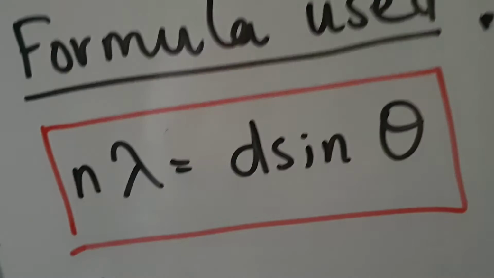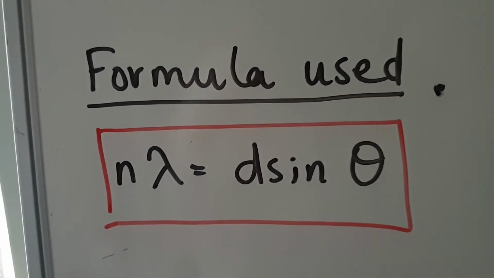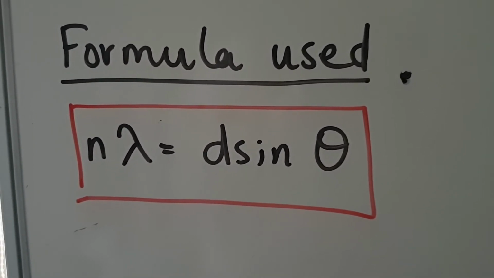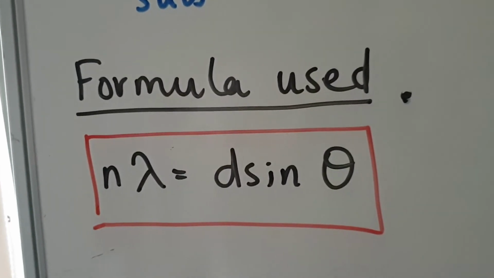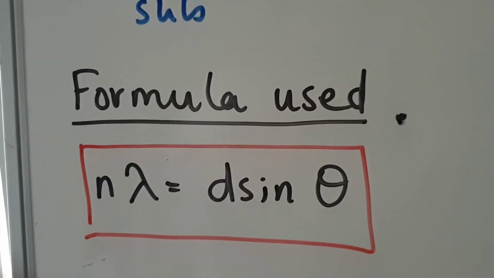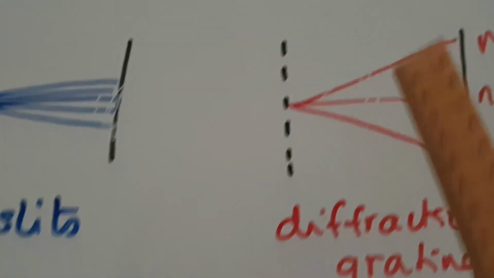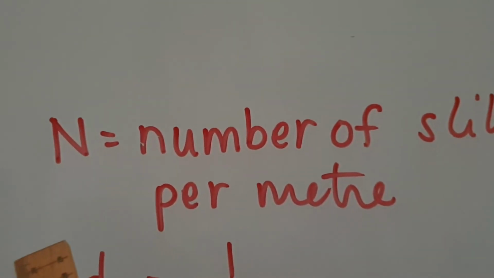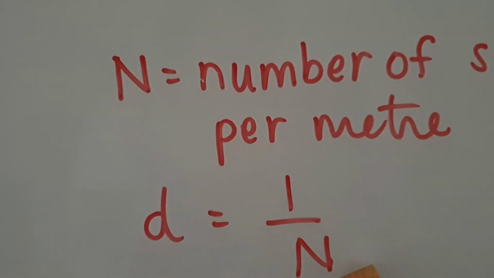So we can still use the same formula with the diffraction grating, n lambda = d sin theta, where n is the order number, lambda is the wavelength of the wave, d is the distance from one slit to the other, and theta is your angle of diffraction. That's the angle between your central antinodal line and whatever line you are looking at. Often they don't give you the value of d, but they give you the value of N, which is the number of slits per meter. And so you can get d by using 1 over N.